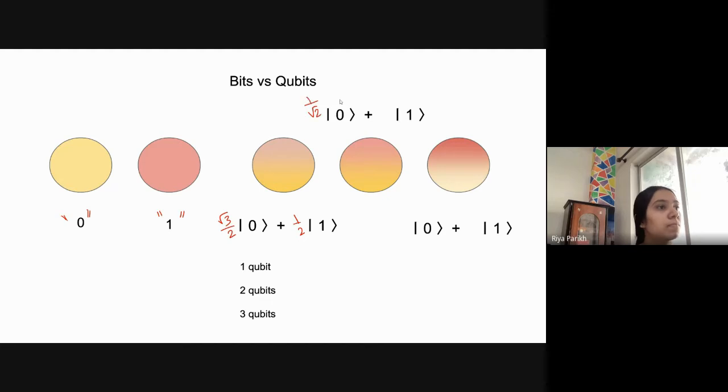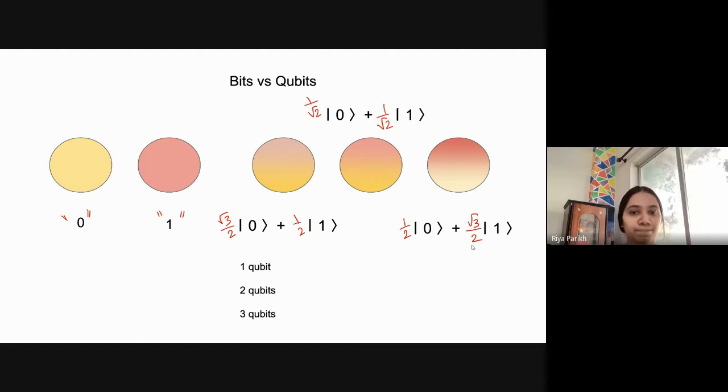So all these qubits have both 0 and 1 at the same time, but with varying proportions. And this is because of the quantum property of superposition of multiple states that can happen in a quantum system, which is also a qubit.